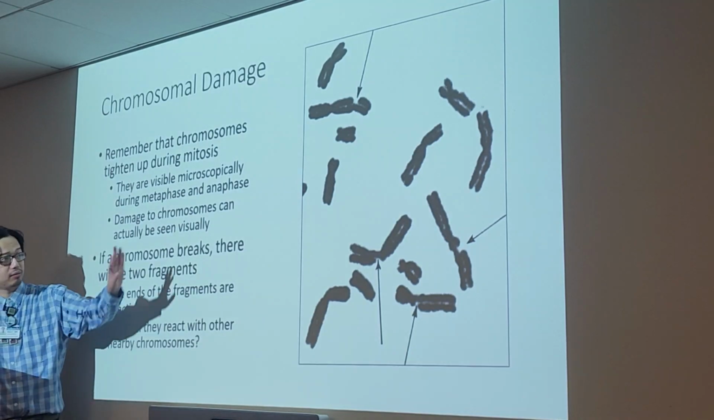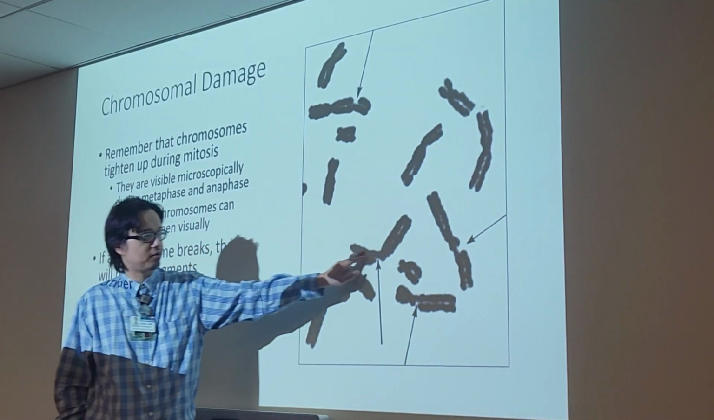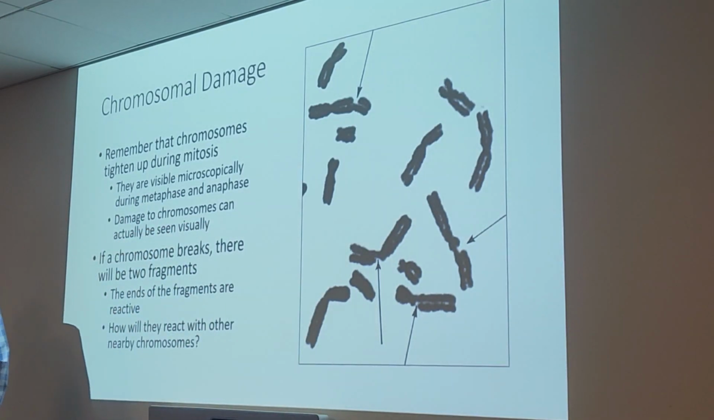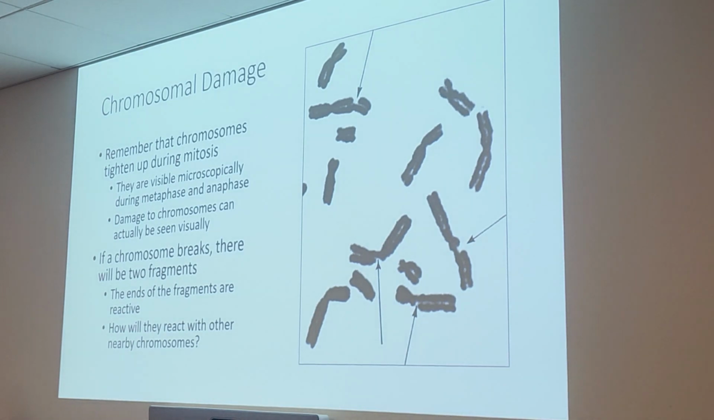Now, you can see that we've got all of these different fragments of DNA here. All these fragments of chromosomes. They could try and reattach to the correct chromosome, or if they're unlucky, they might end up reattaching to the wrong chromosome. So once again, chromosomal breaks like this, very dangerous.